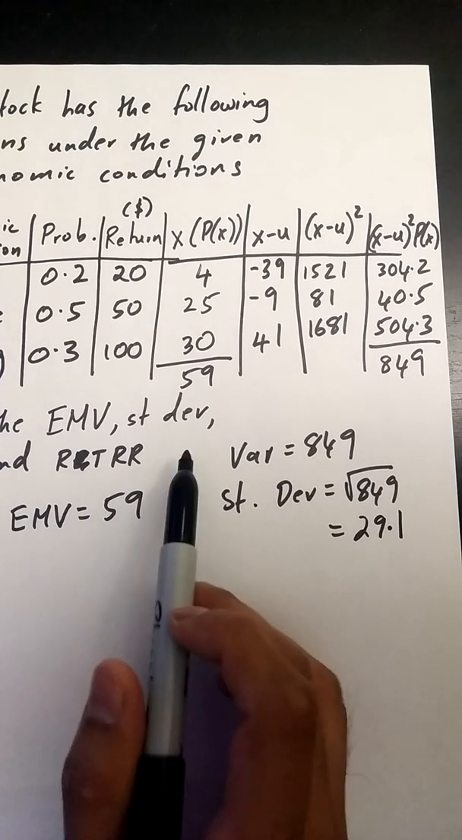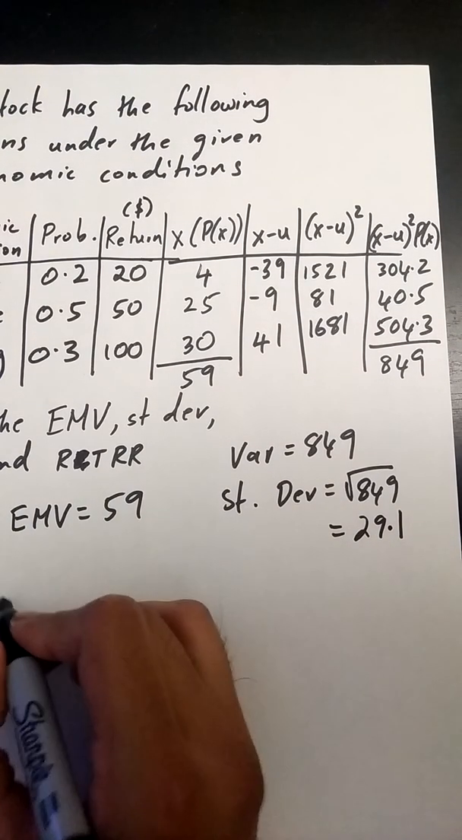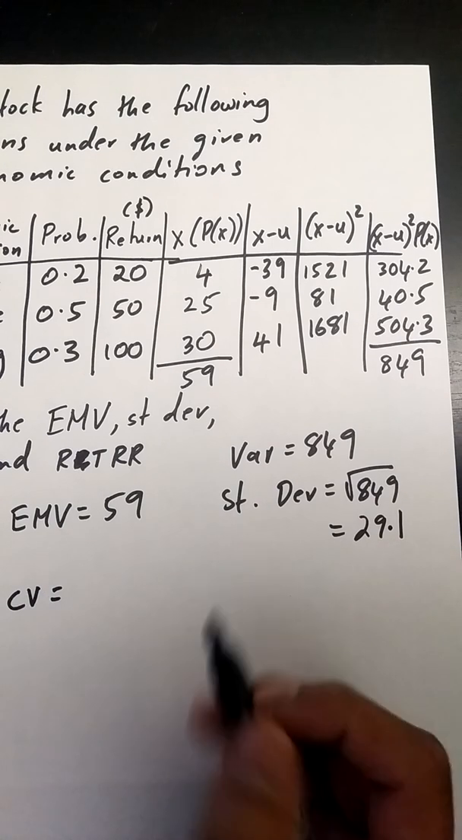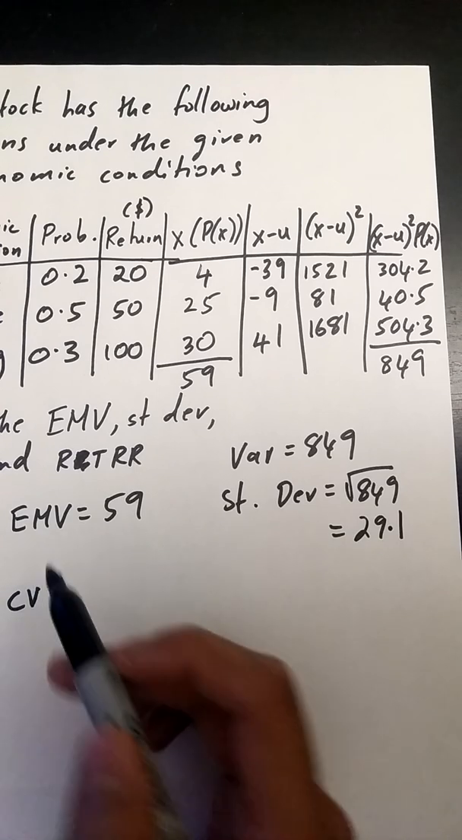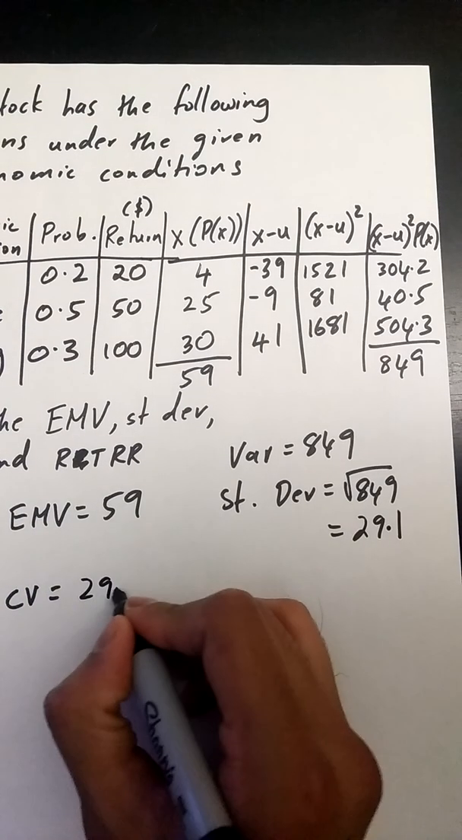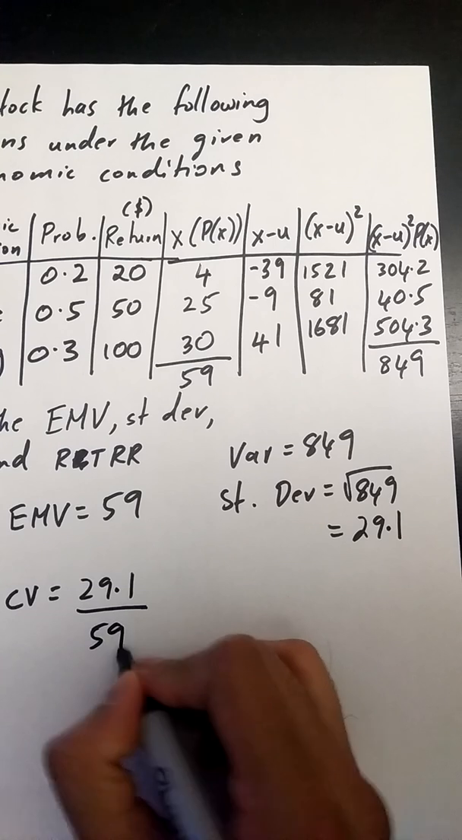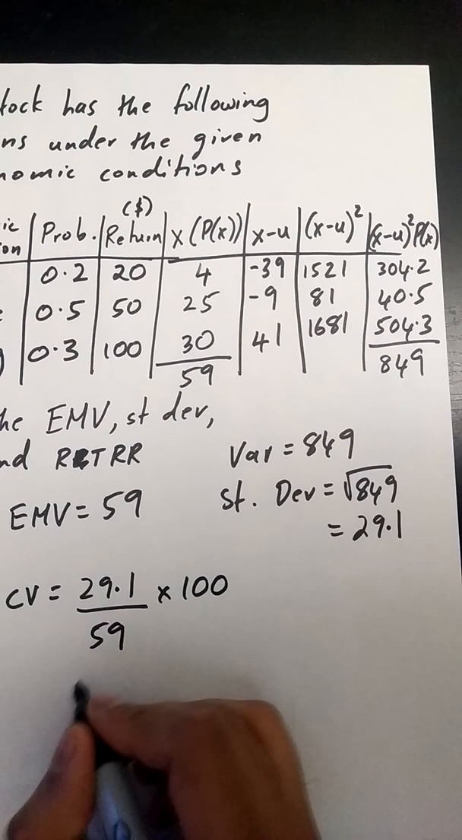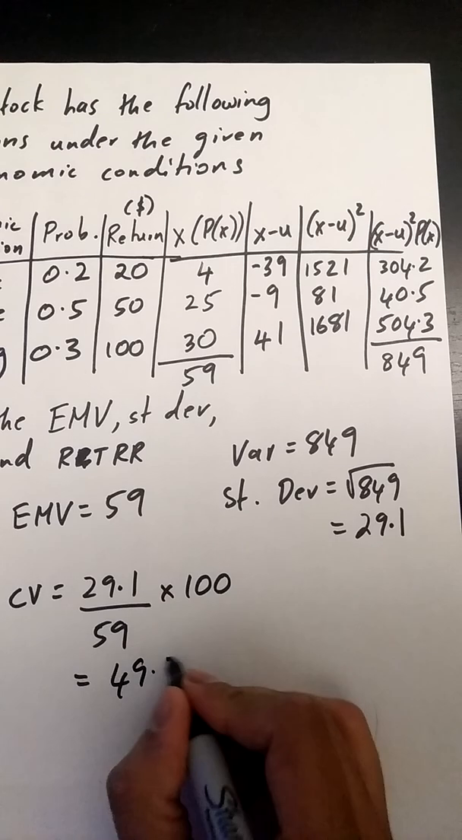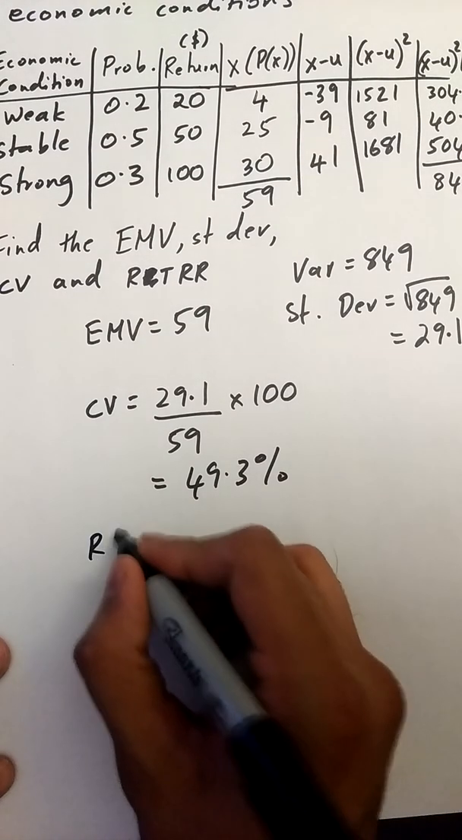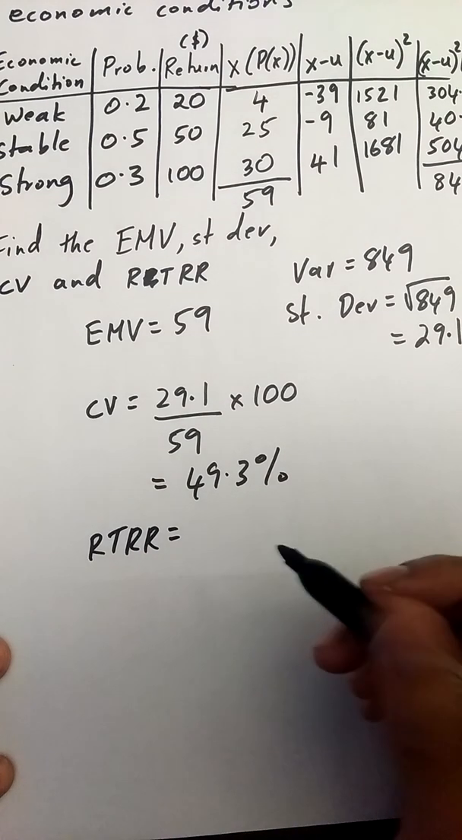The next thing I have to do is find my coefficient of variation. So your CV is basically your standard deviation divided by your EMV times 100. My standard deviation is 29.1. My EMV is 59, times 100 to turn that into a percent. So that is 49.3%.